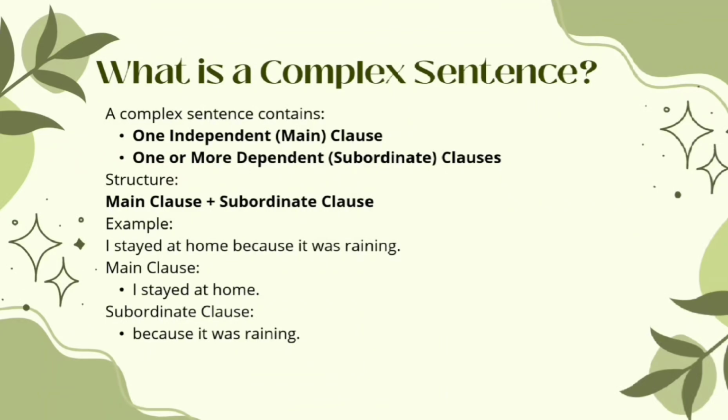A complex sentence contains one independent clause, also called the main clause, and at least one dependent clause, also known as the subordinate clause. The independent clause can stand alone as a complete sentence, whereas the dependent clause cannot. It depends on the main clause to complete its meaning. For example, in the sentence, "I stayed at home because it was raining," the main clause is "I stayed at home," while the subordinate clause is "because it was raining." Together they form a complex sentence.